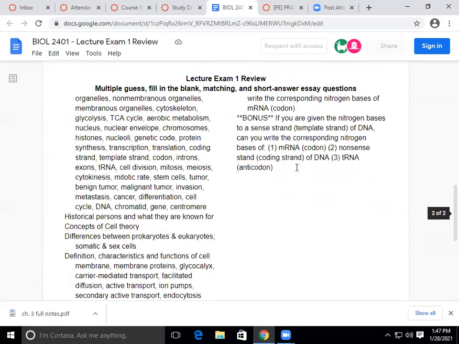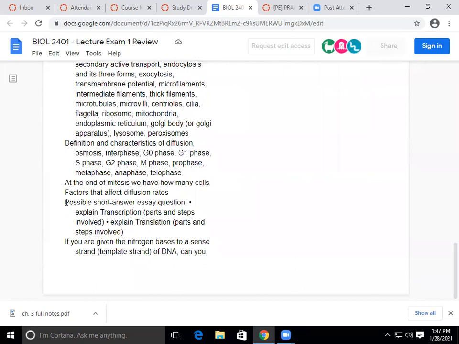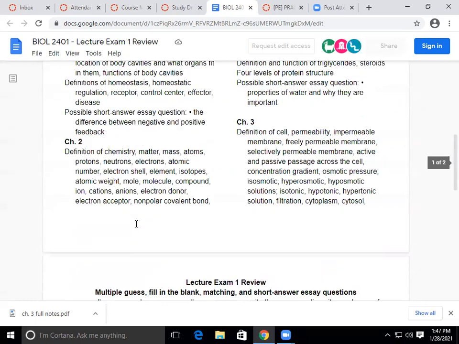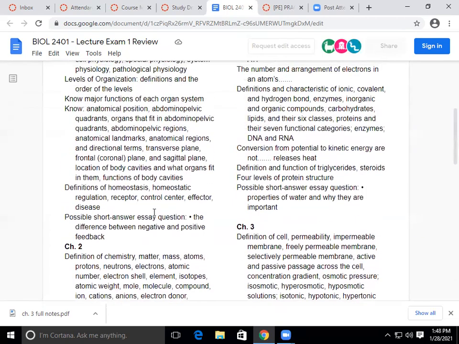And then another potential essay question for chapter 3. It tells you, generally speaking, what's going to be on the exam, so that way you know exactly what you need to study. All right.